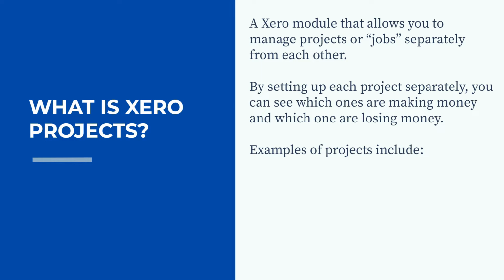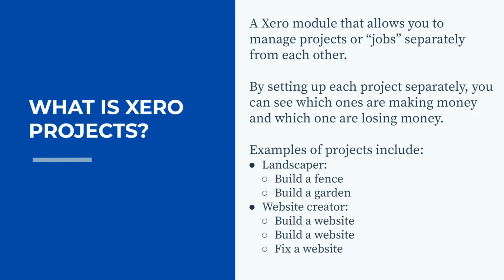So examples of projects include, for a landscaper, one job might be that they build a fence and another job might be that they build a garden. And those two jobs could be for separate clients, or they could actually both be for the same client, but whatever the case, they're both separate projects.